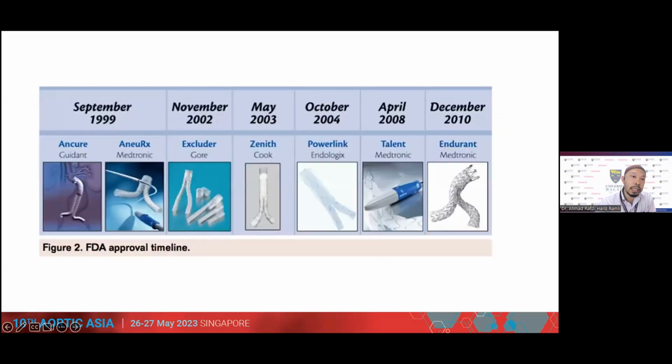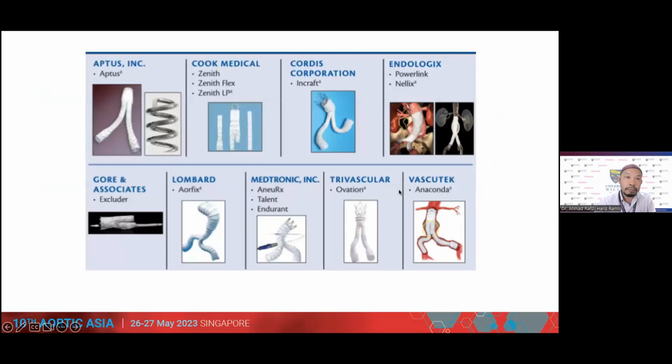Okay, so EVAR has been there for quite some time, and it has actually evolved. We have the first generation stent, second generation stent, and even now third generation stent, as you can see here. And we also have adjuncts to this technique. We have anchors, we have chimney stents, we have all these other tricks to help us implant the graft properly so that it won't cause any endoleaks.